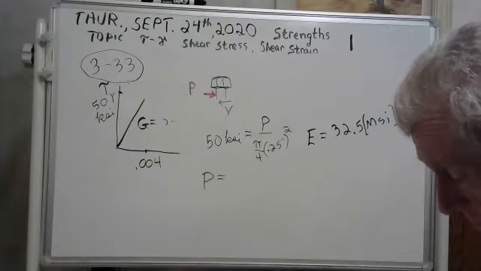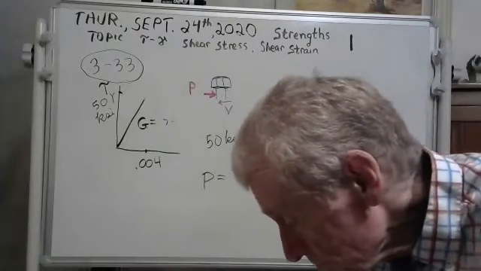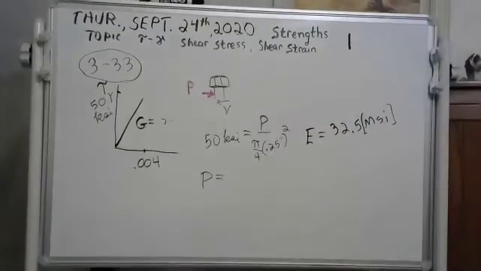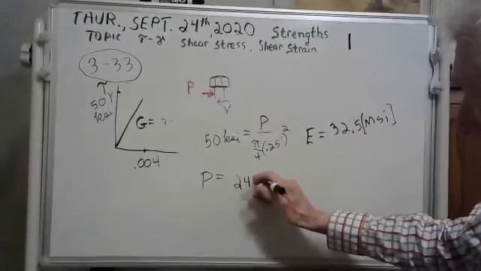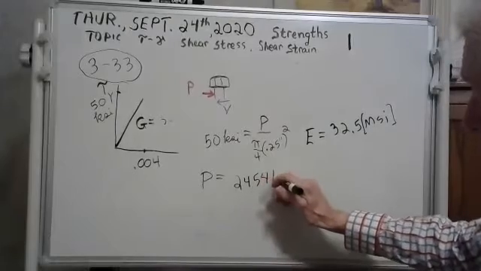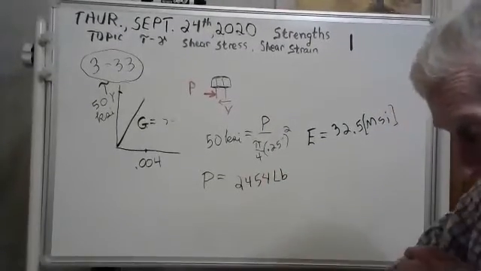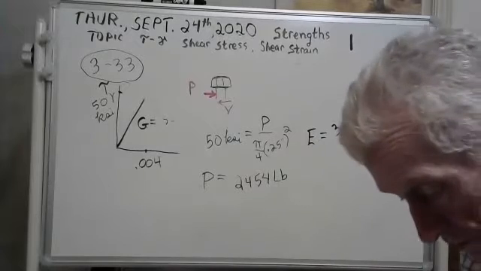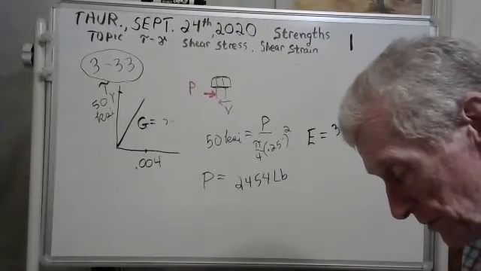Well, I got an answer. I got an answer of 2454 pounds. Okay, let's see how we did. This was 333. Go to the back here and let's look up our answer and we'll see what they said.